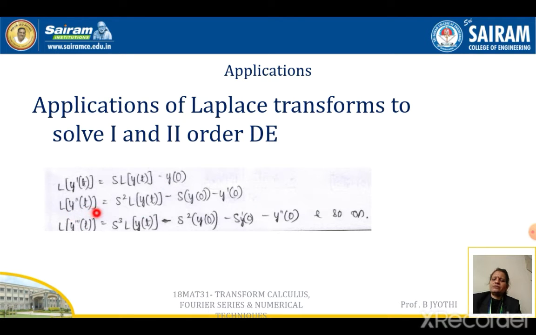And L of y double dash of t can be written as s square L of y of t minus s into y of 0 minus y dash 0. L of y triple dash of t can be written as s cube L of y of t minus s square y of 0 minus s y dash 0 minus y double dash of 0, and so on. These are the important formulae which we need to remember while solving differential equations.